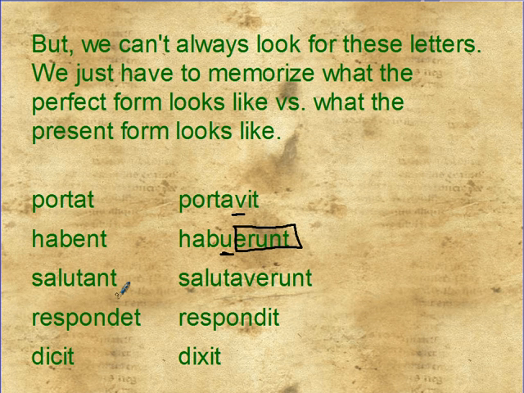Here's one that's a little trickier. Respondet, with an E, becomes respondit. The only change here is from just a T ending to an IT ending, so you'll have to pay special attention for verbs like that. Dicit becomes dixit.